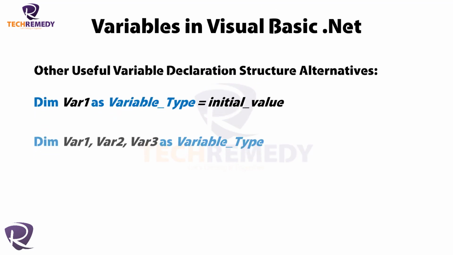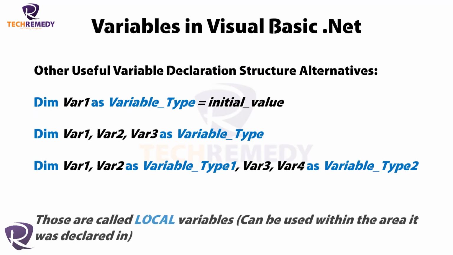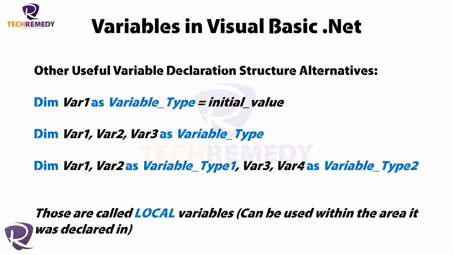As we said earlier, the way to declare a variable is to write dim variable name as variable type, right? So if we add equals to and then give it a value, that would be the initial value for our variable. Also, we can declare more than one variable in one sentence or line, either from the same type or from different types, given the condition that this declaration method does not allow us to give initial values for our variables. All those variables are called local variables, and that depend on the way we declare them.